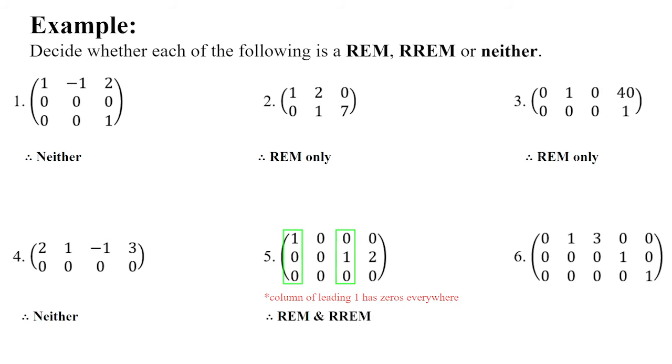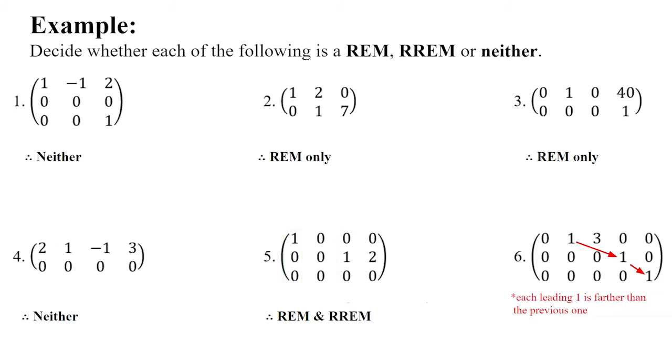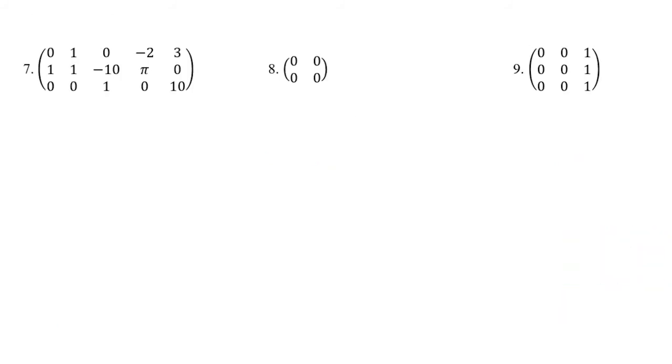Now we're going to question number 6. We can see that the positions of the leading one are going further and further down the row, and the column of all leading ones has zeros everywhere, so it is a REM and also a RREM, and it is the same as the previous questions. Now we move to the next slide.